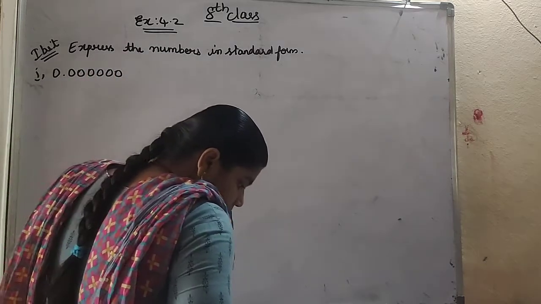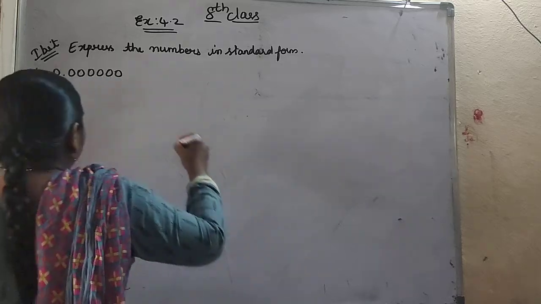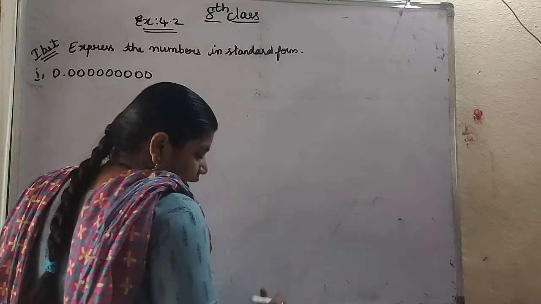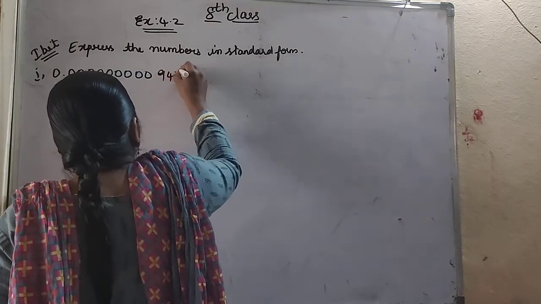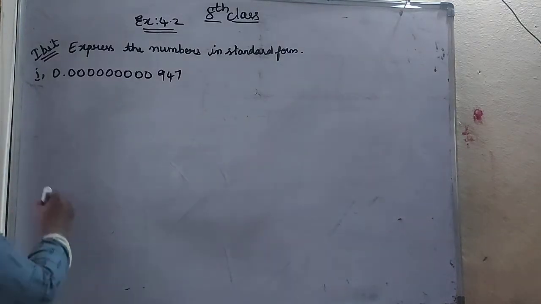0.000000, total 9 zeros are there, and 947. So is it a bigger number or a smaller number? You are having a point. You are seeing the point. That means it is a smaller number.